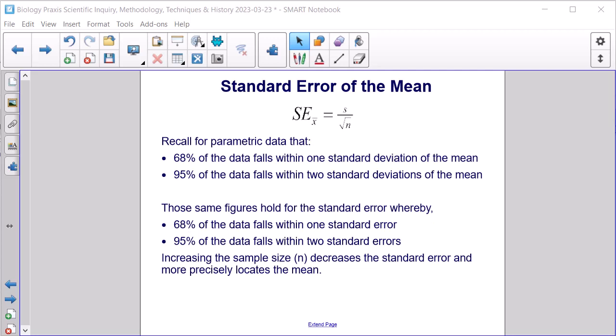Recall that for parametric data, 68% of the data falls within 1 standard deviation of the mean, and 95% of the data falls within 2 standard deviations of the mean. Those same figures hold for the standard error, whereby 68% of the data falls within 1 standard error, and 95% of the data falls within 2 standard errors. Increasing the sample size n decreases the standard error and more precisely locates the mean.